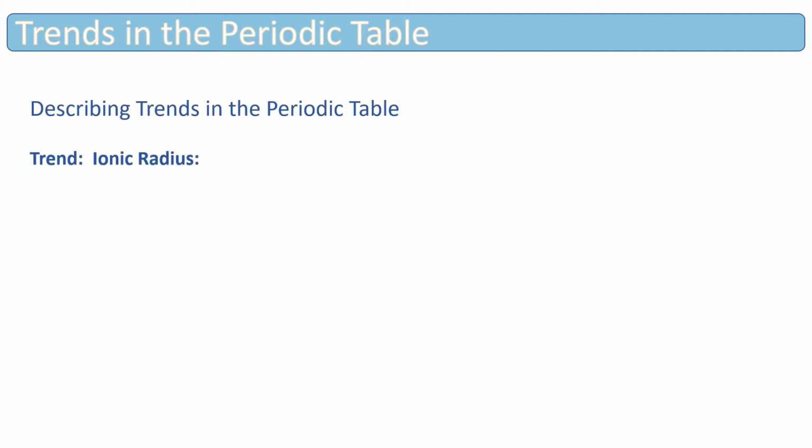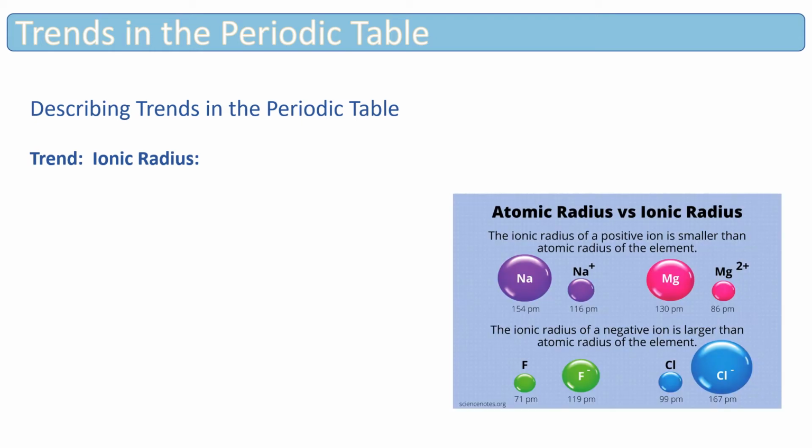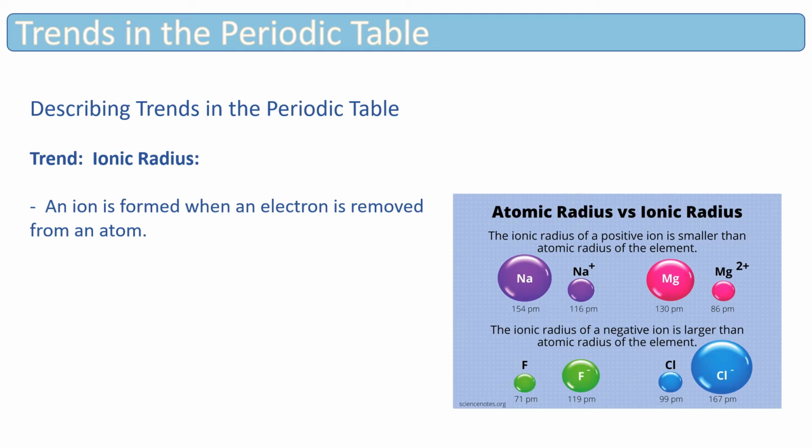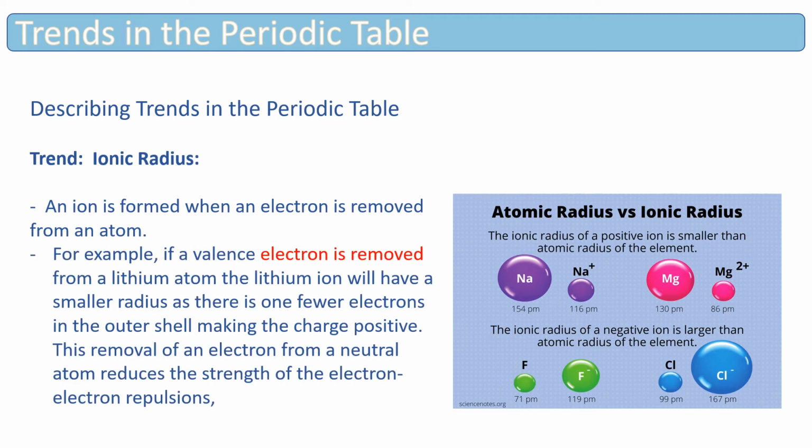The next trend we will look at is the ionic radius. An ion is formed when an electron is removed from an atom. For example, if a valence electron is removed from a lithium atom, the lithium ion will have a smaller radius as there is one fewer electron in the outer shell, making the charge positive. The removal of an electron from a neutral atom reduces the strength of the electron-electron repulsion.